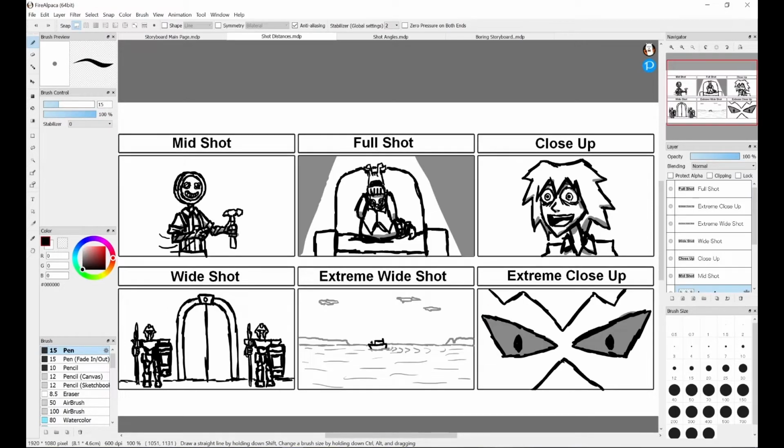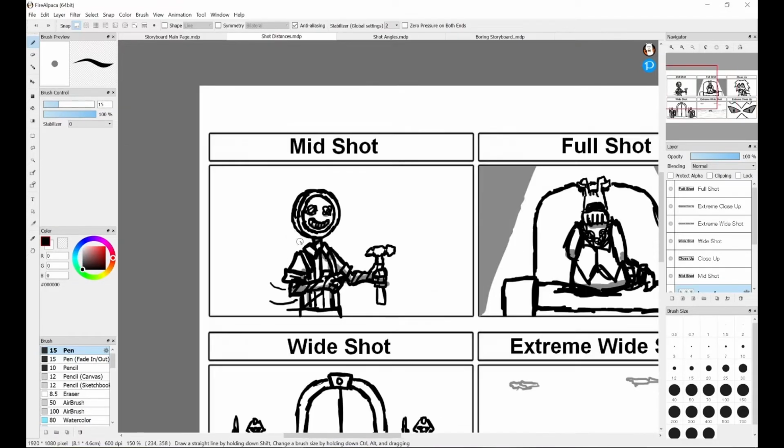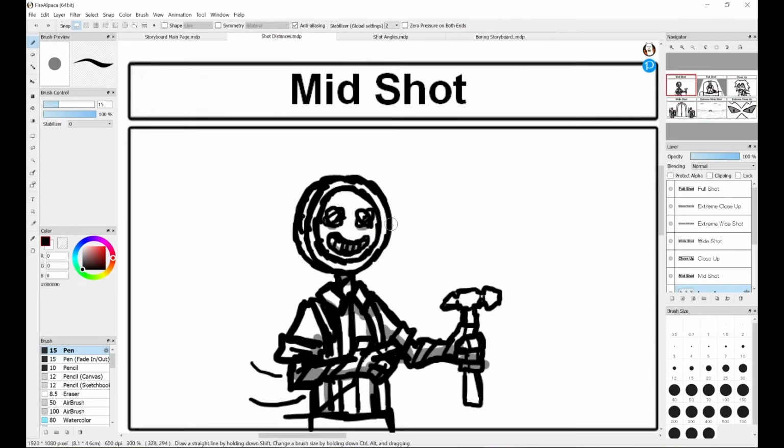The first thing we'll be looking at is the distance of your camera, or in the case of animation, the imaginary camera, because there isn't an actual camera when you're animating, but we all say camera because it's easier to think of it that way. So I have a bunch of examples here using the characters that I drew in last week's character design video. The first example I have is a mid shot using the button guy, and he's showing off a hammer.